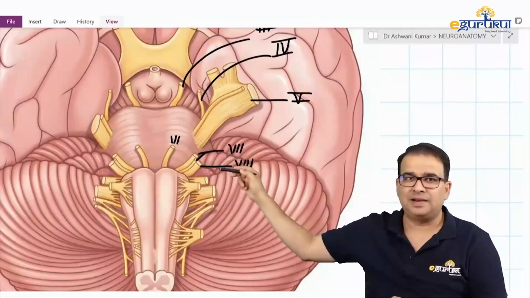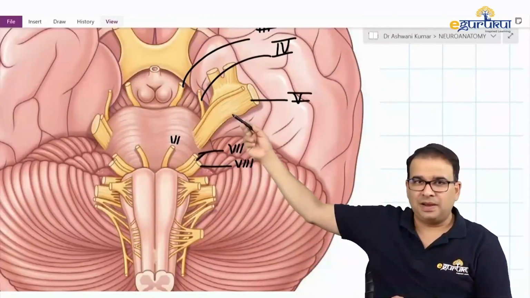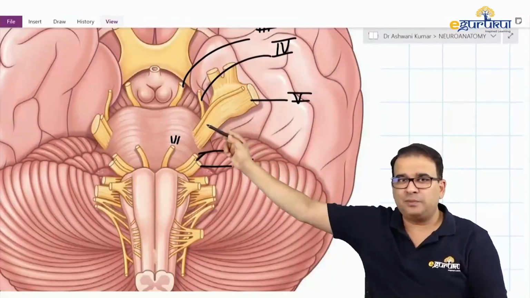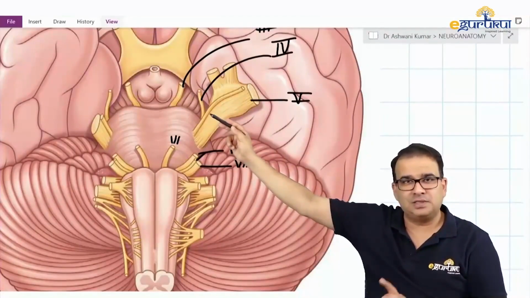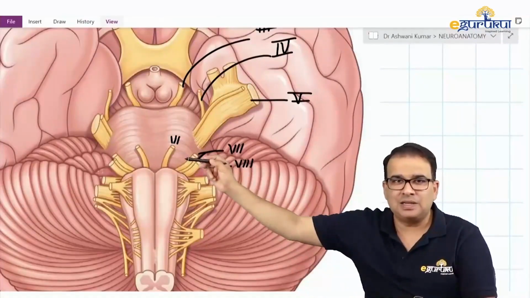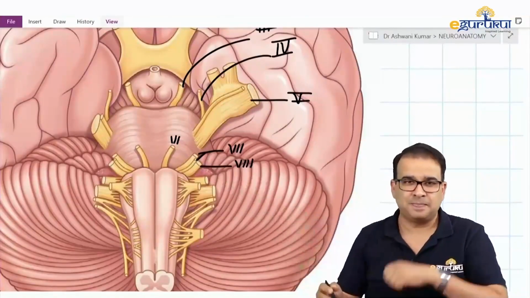6th, 7th, and 8th nerve. I repeat again what I said. The trigeminal nerve is a predominantly sensory nerve, so the thicker portion will be the sensory root and the thinner one is motor. But the facial nerve is predominantly a motor nerve, so the thicker part is motor and the thinner one is sensory.